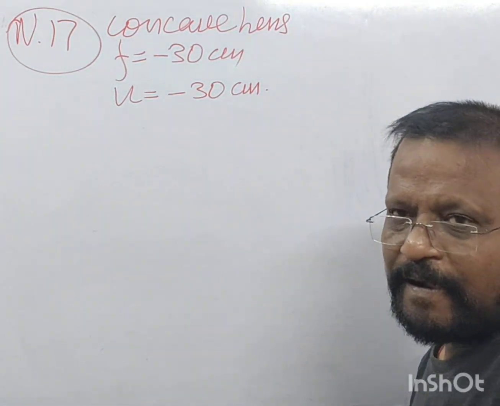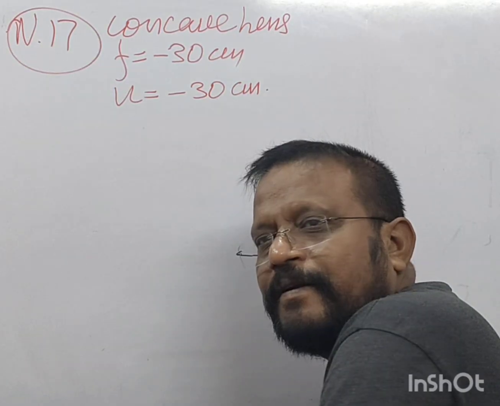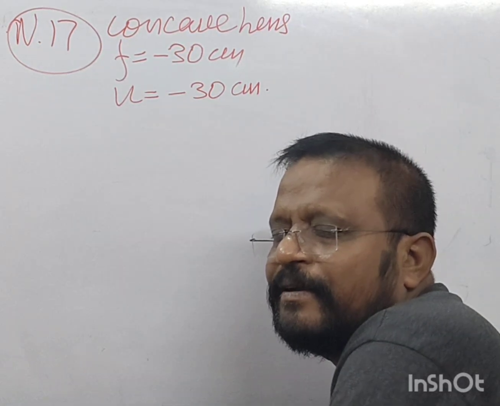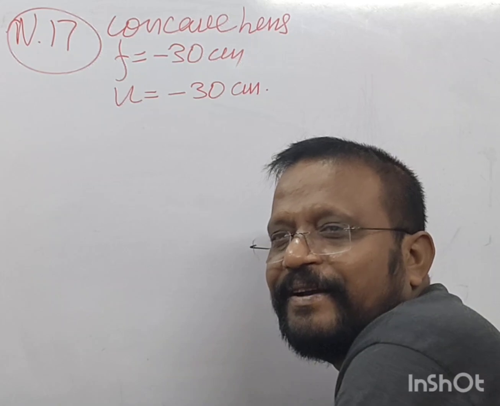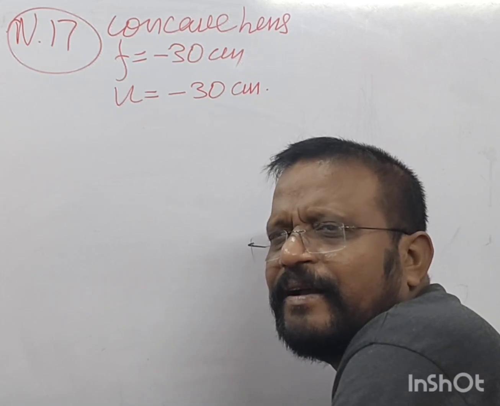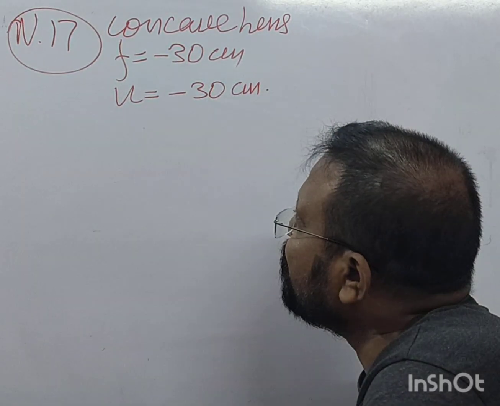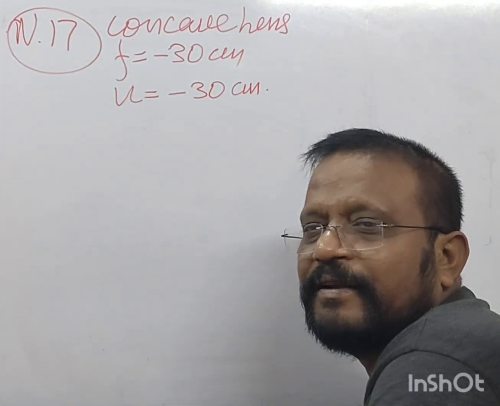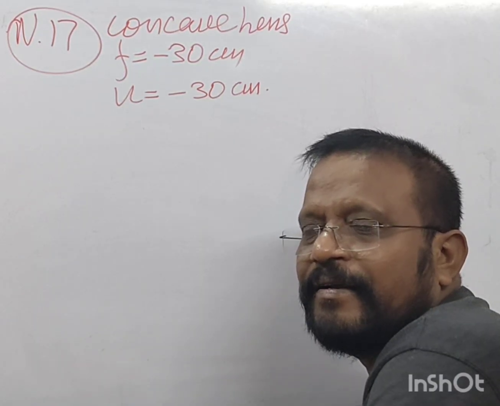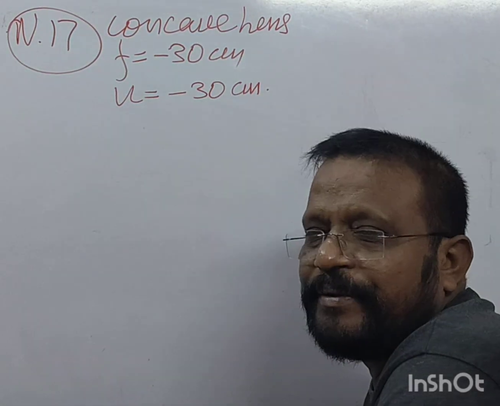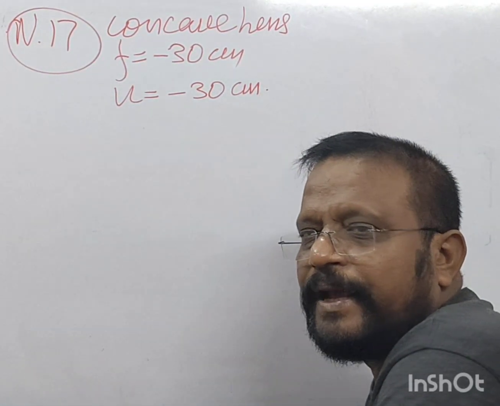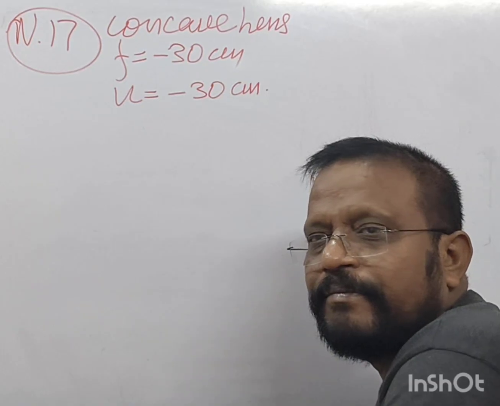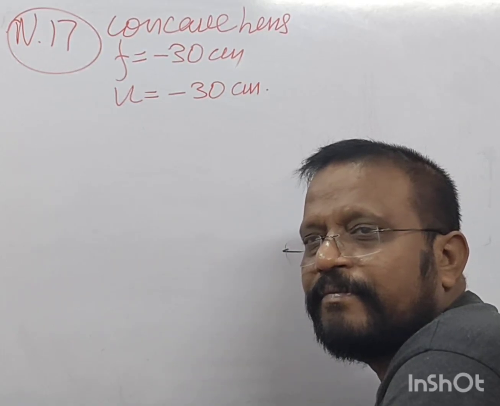State whether the image is real. When the object is at the focus, the image will be formed at infinity. What is written in your book? Virtual. It will be virtual, but what have you written? How much is the focal length? Focal length is 30 centimeter and u is 30 centimeter. The focal length is 30 centimeter and the object is also at 30 centimeter, so it means the object is at focus. When the object is at focus, then the image is at 15 centimeter in front of the lens.